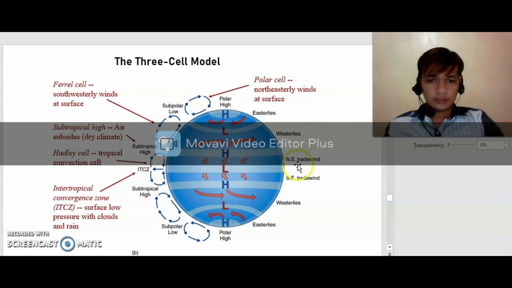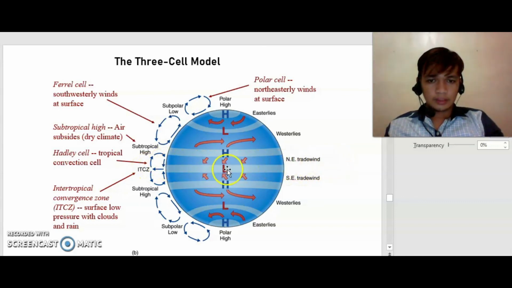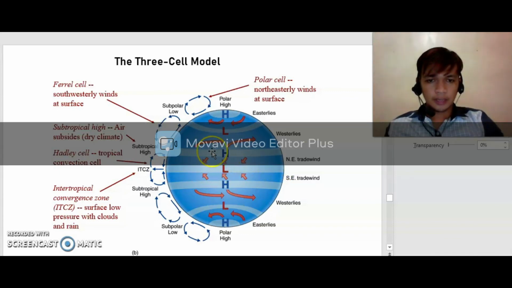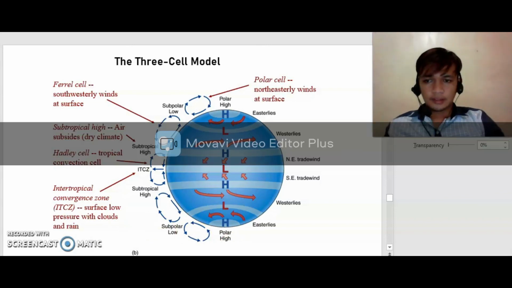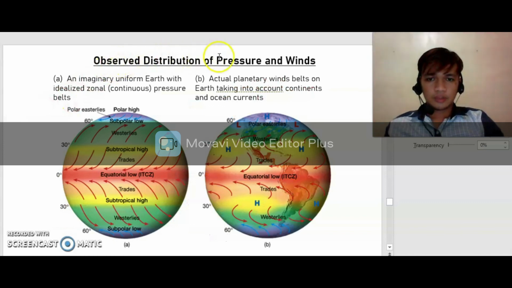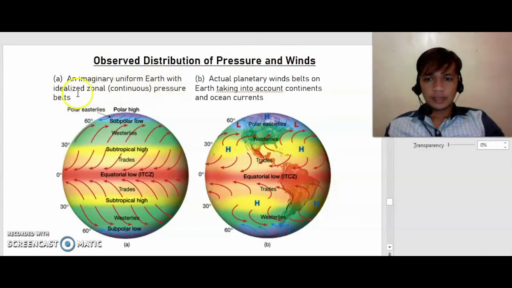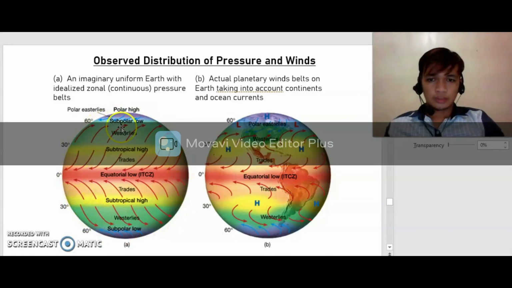Okay, so same lang din. So if kung hatiin natin itong Earth natin at the median plate, you can see the low pressure area at the equatorial plate, and then above that you can see the northeasterly trade winds and a high pressure area. Next is the westerlies, the winds coming from the west, then low pressure area, then above that the easterlies and the polar high. Okay, then the same lang din yung dun sa baba. So they are symmetrical. This is the observed distribution of pressure and wind. So in this first image, an imaginary uniform Earth with idealized zonal continuous pressure belts. So this is the idealized model of the distribution of pressure and winds across every region in the Earth.